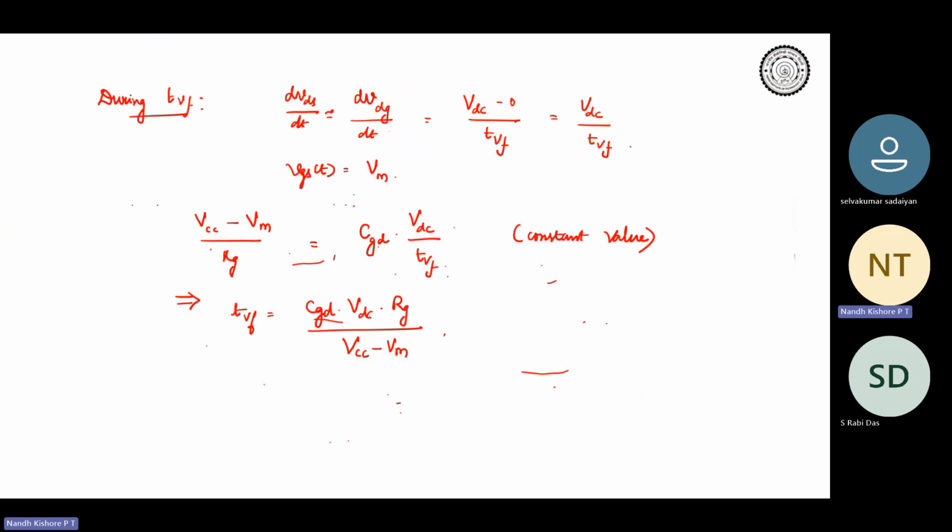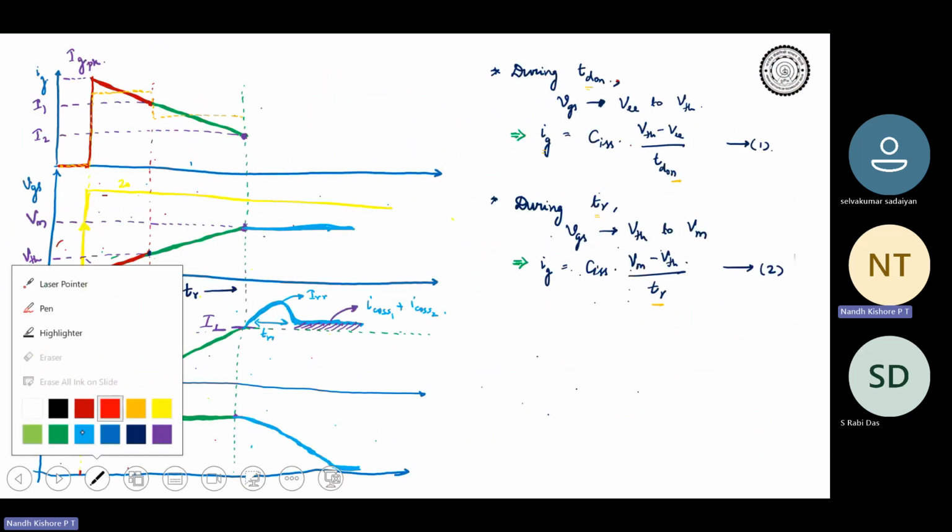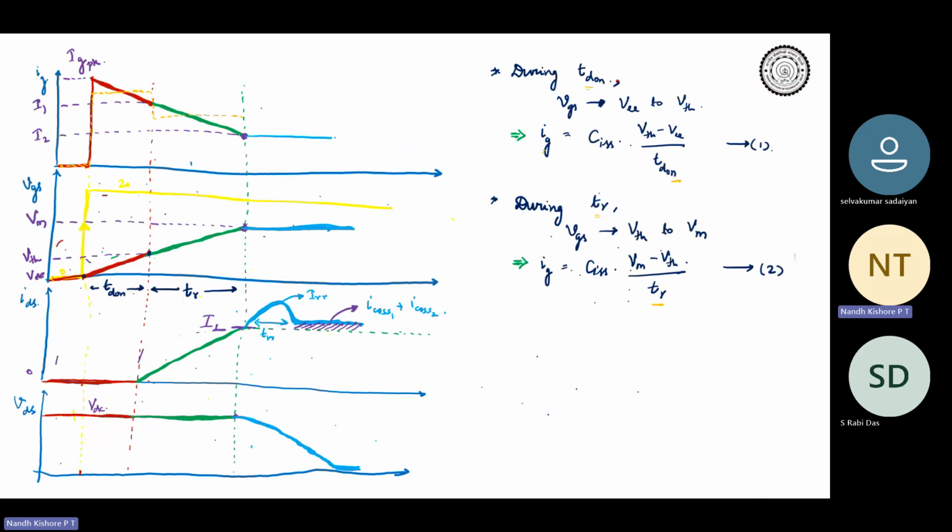On the right hand side also, VCC is constant. We just saw that the gate source voltage doesn't change, so VM is also constant and RG is constant. So the gate current is also constant. That is why you will see that gate current doesn't change during this interval. Gate current remains at I2.